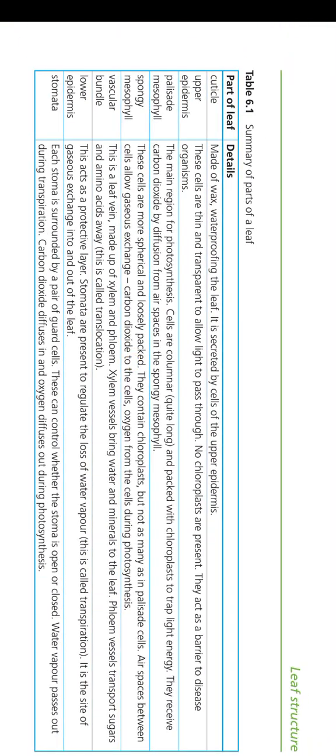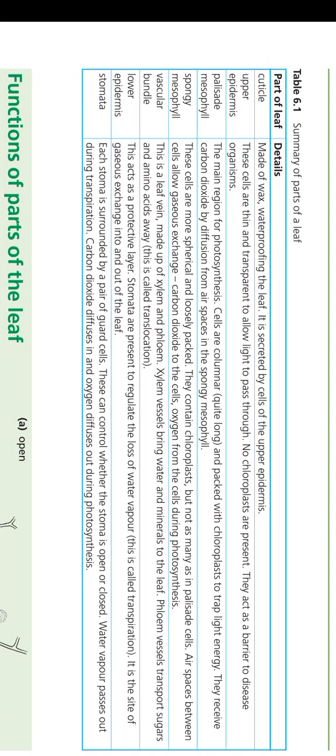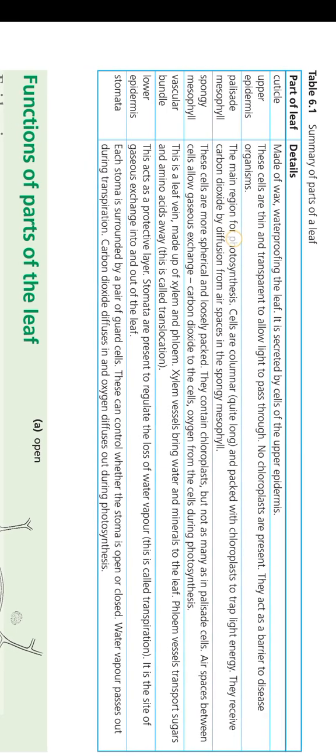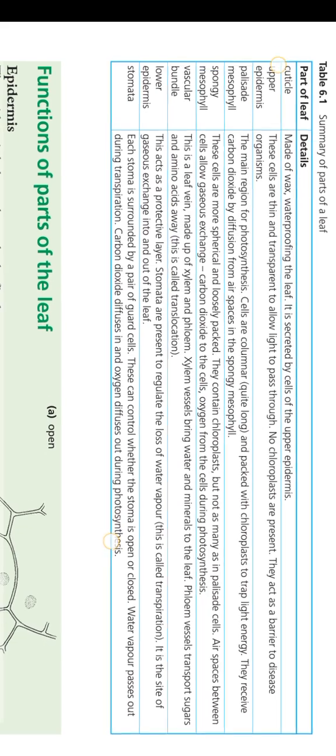Upper epidermis: these cells are thin and transparent to allow light to pass through. No chloroplasts are present. They act as a barrier to disease organisms. Palisade mesophyll: the main region for photosynthesis is actually the palisade mesophyll. Cells are columnar, quite long, and packed with chloroplasts to trap light energy. They receive carbon dioxide by diffusion from air spaces in the spongy mesophyll.